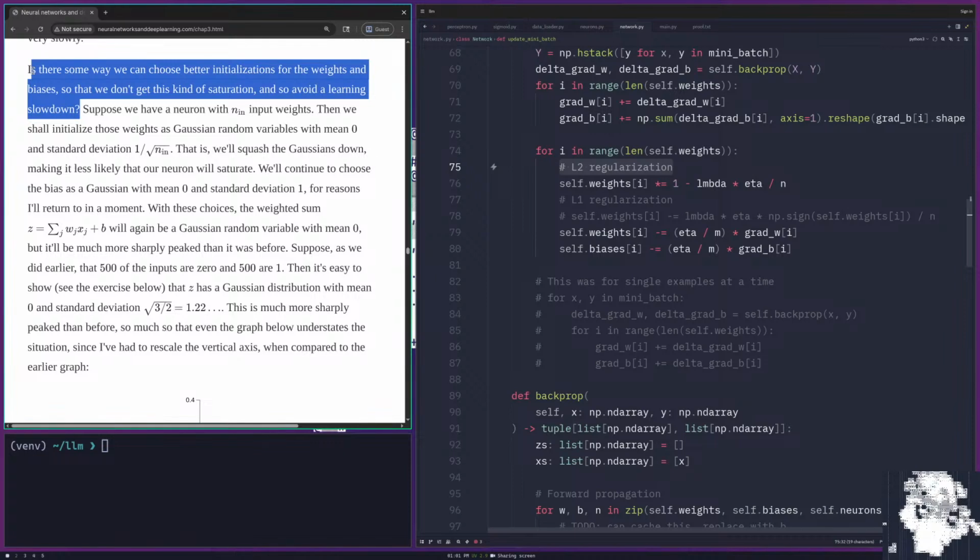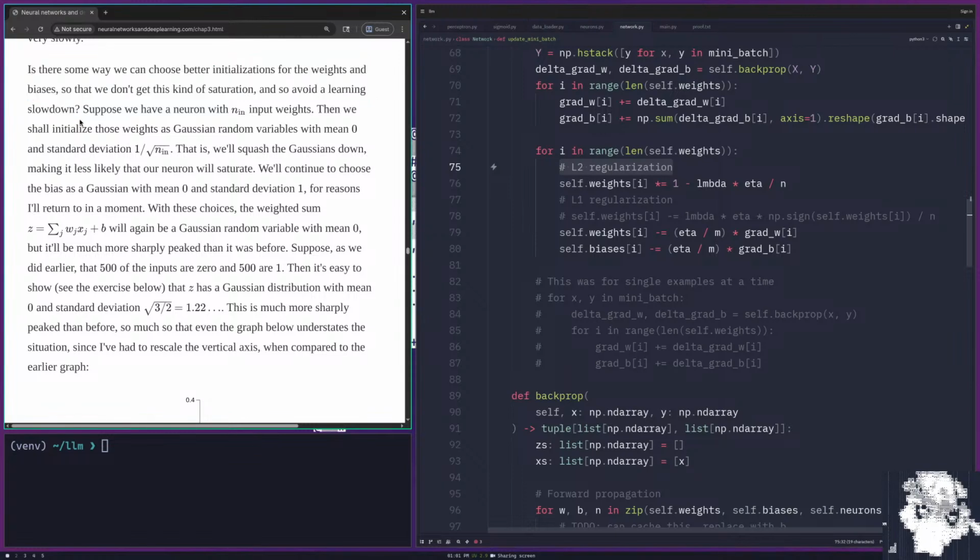Start with smaller weights. If the problem is the weights are too big, start with smaller weights. Suppose we have a neuron with n in input weights. Then we shall initialize those weights as Gaussian random variables with mean 0 and standard deviation 1 over square root of n in. That is, we'll squash the Gaussian down, making it less likely that our neuron will saturate.